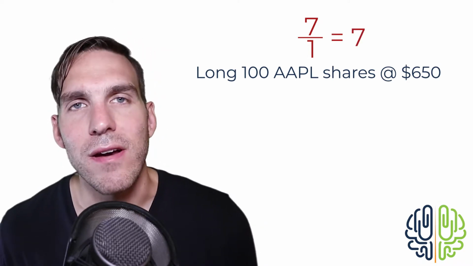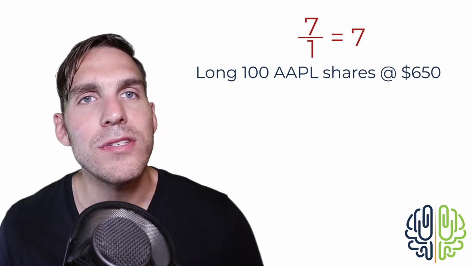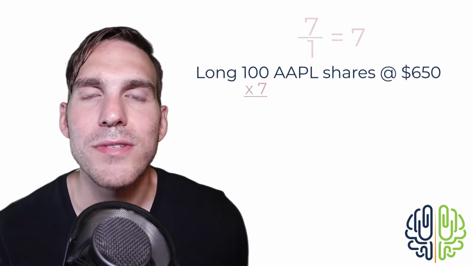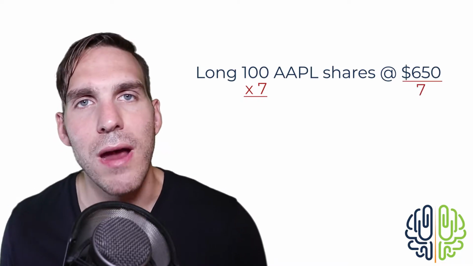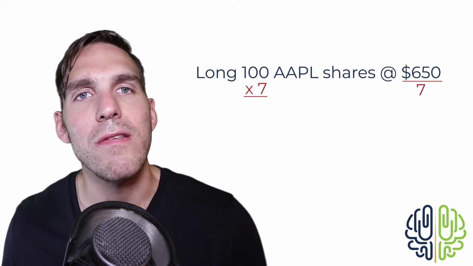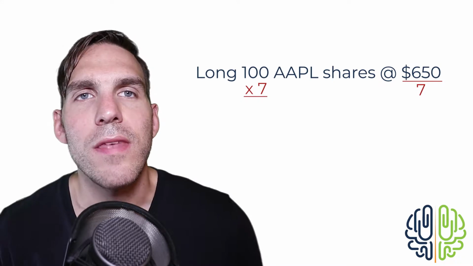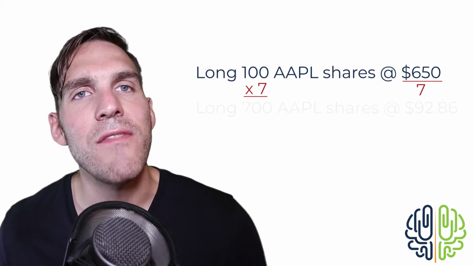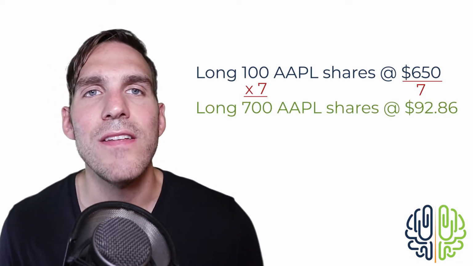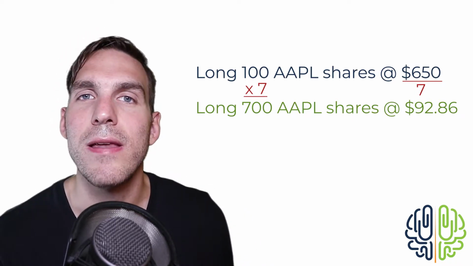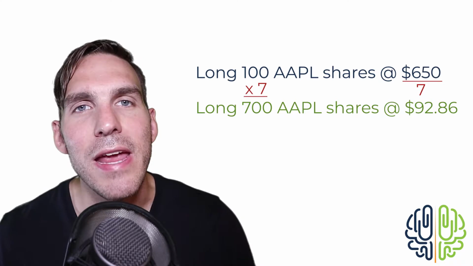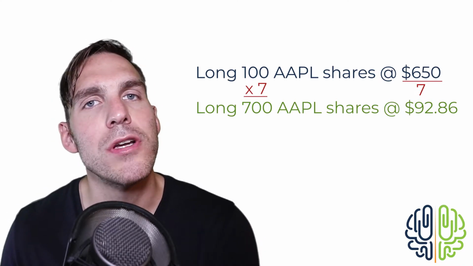That is our factor. Now, take that number 7 and multiply it times the number of shares and divide it by the price per share to figure out what the change will be to the investor's portfolio. The customer will end up with 700 shares of stock at $92.86 per share. The investor will end up with more shares, but each share will be worth proportionally less.